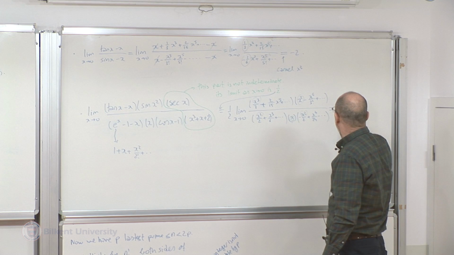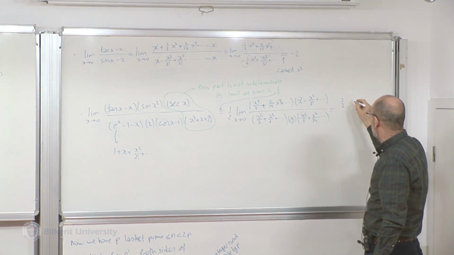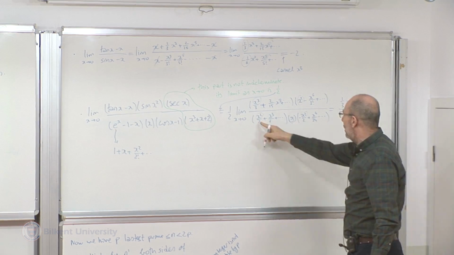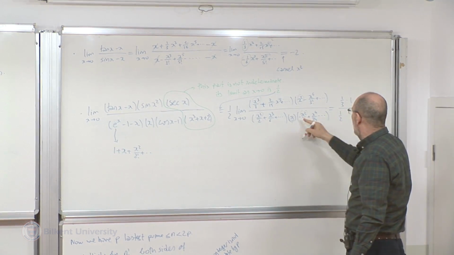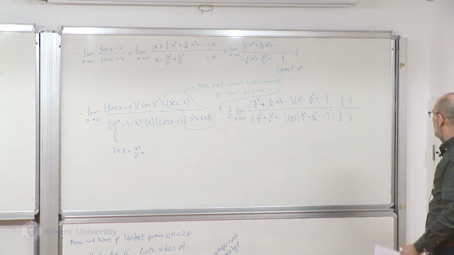I have 1 over 3 here, times, here I'll have 1. I cancel these things, I'll have 1. Here I have 1 over 2, and here I have minus 1 over 2. Okay, so this is minus 4 over 3.